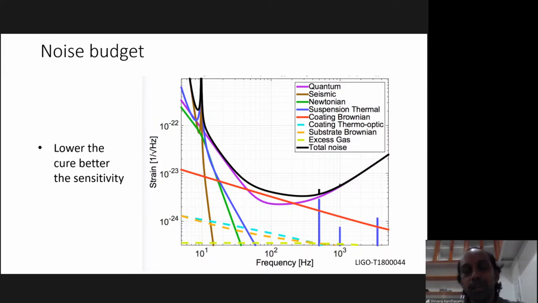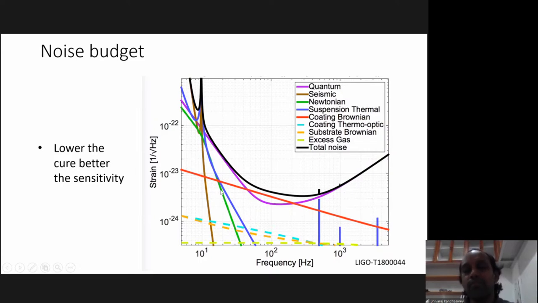We also have to study what other noise sources affect the operation of this instrument. Here is a noise budget showing the sources that affect the operation of the instrument. What we saw in the previous slide is generally the quantum noise, this purple curve.